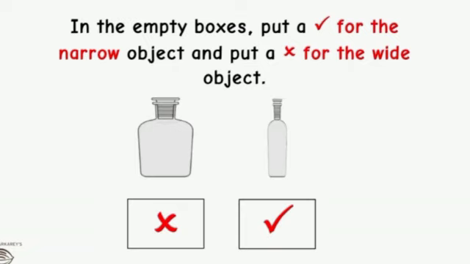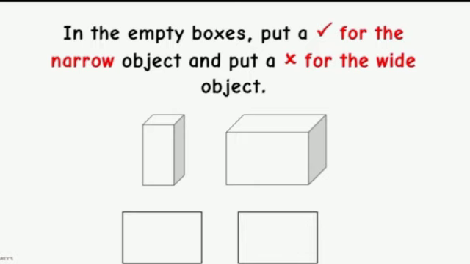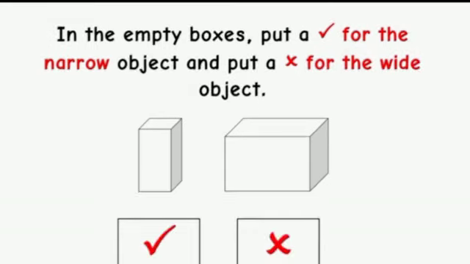Now first object is wide, so we have put a cross, and second one is narrow, so we have put a tick. In the empty boxes, put a tick for the narrow object and put a cross for the wide object. Now first object is narrow, so we have put a tick, and second object is wide, so we have put a cross.